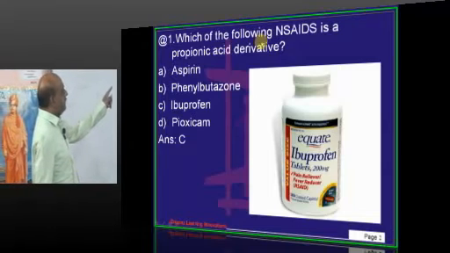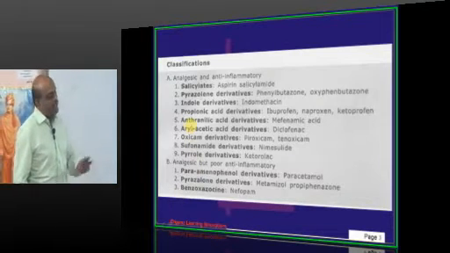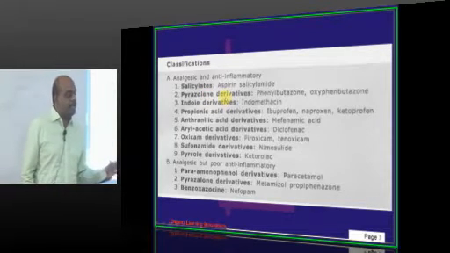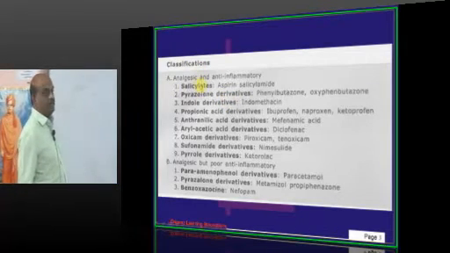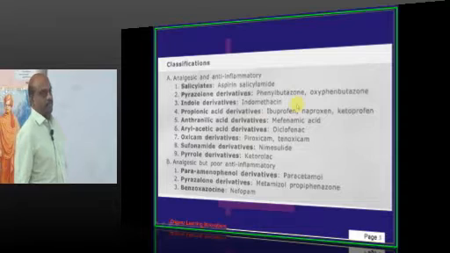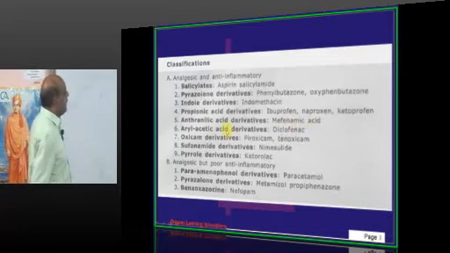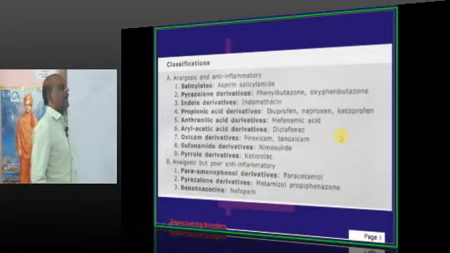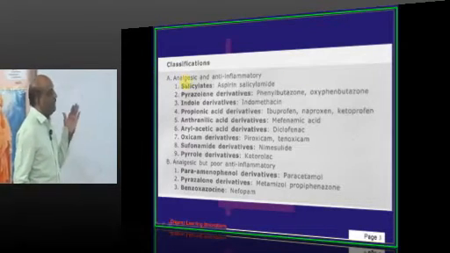Now, the question is, which NSAID is a propionic acid derivative? So, you should be quite sure on what is the classification of the non-steroidal anti-inflammatory drugs. Some of them are both painkillers and also anti-inflammatory. Both the actions will be there. Salicylates, pyrazolone derivatives like phenylbutazone, indole derivatives like indomethacin, propionic acid derivatives like ibuprofen, anthranilic acid derivatives like mefenamic acid, aryl acetic acid derivatives like diclofenac, piroxicam, nimesulide, ketorolac. These are the classical names you need to remember, where they have both pain killing ability and also anti-inflammatory activity.